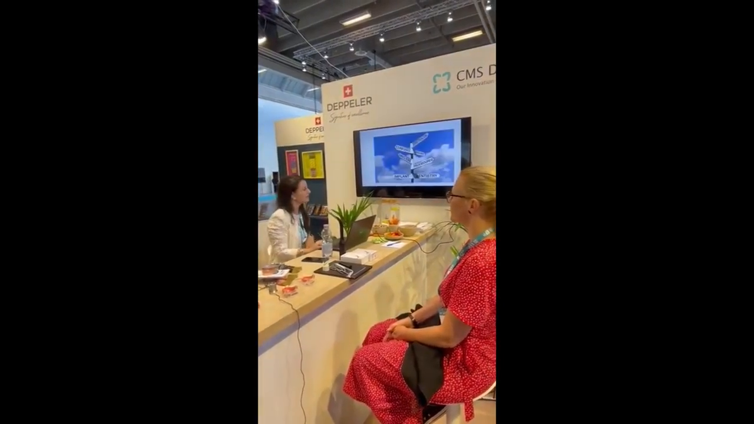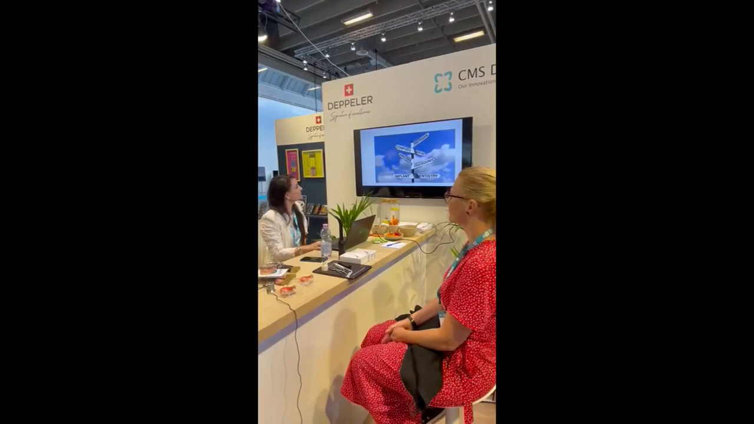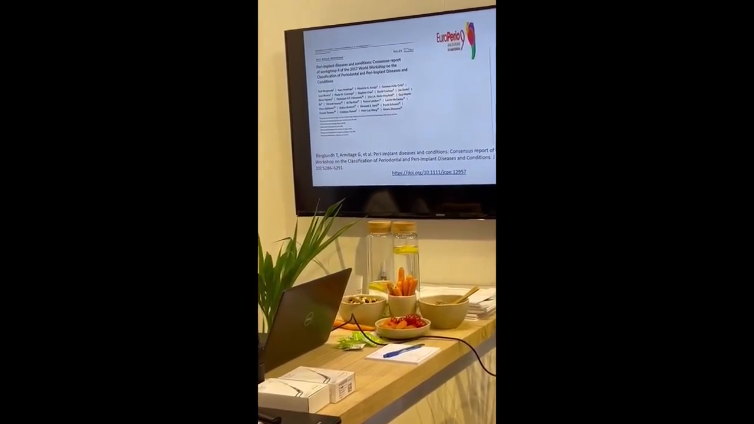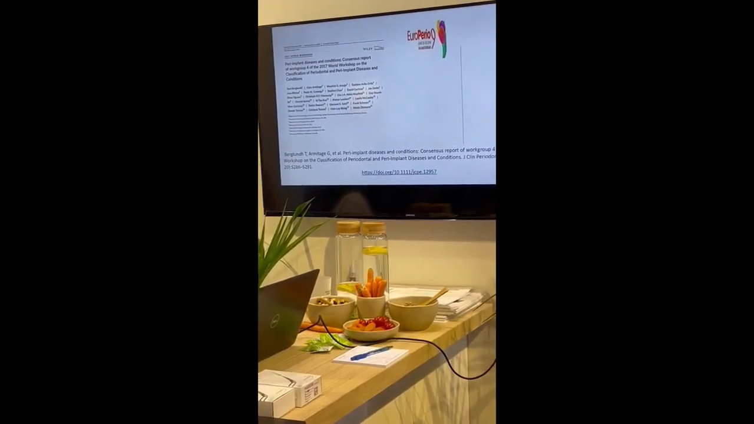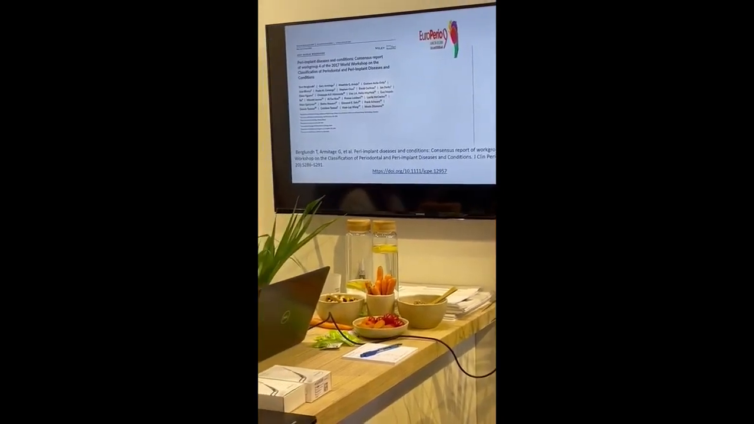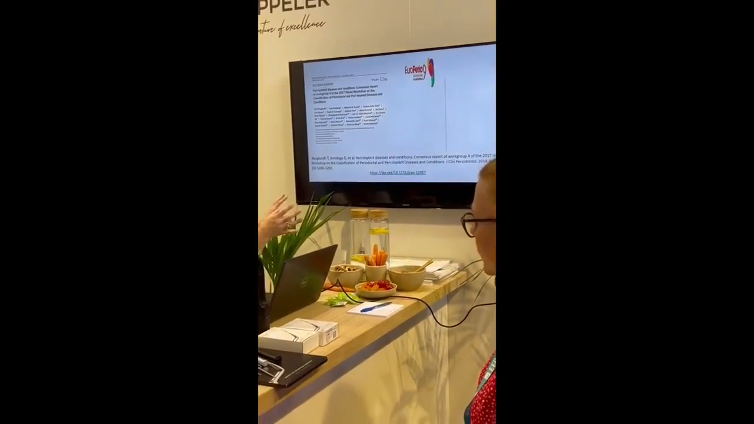And probing, well, should we be doing it? Well, to probe or not to probe? I'm so confused. I don't know whether I'm coming or going. But if you go and look at the EuroPerio10 guidelines, for the first time ever in the history of the entire world, we have a new classification for peri-implant diseases, and it is worldwide. So it's AAP, EFP. We've all come together and tried to standardize what we're looking for.